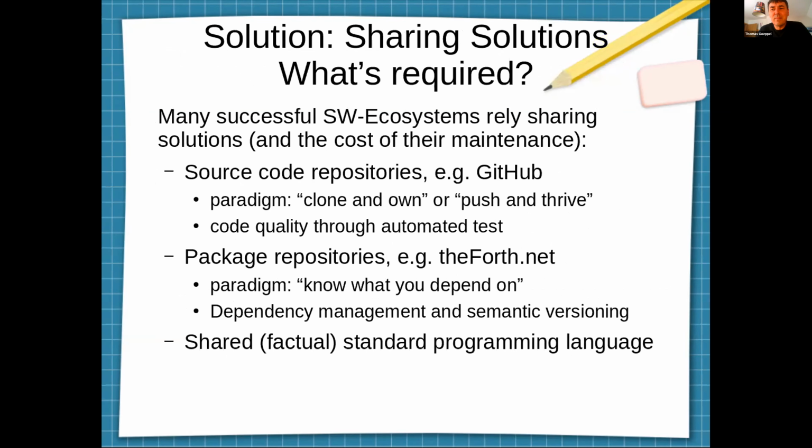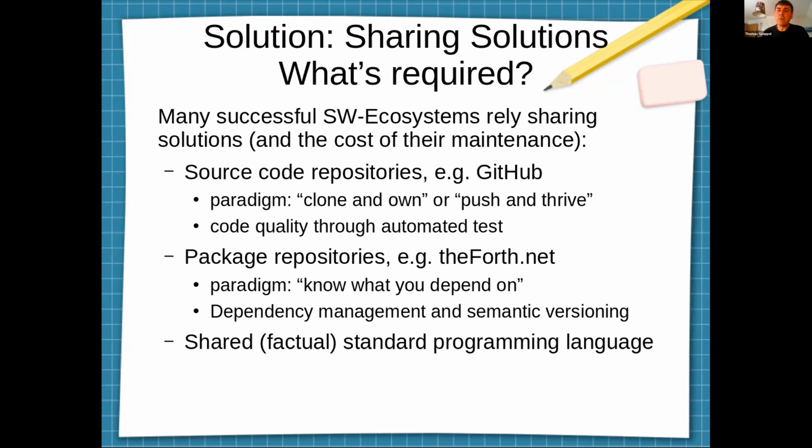So, what's the solution? Sharing solutions. What's required? Successful ecosystems like Java, JavaScript, Node.js, everything around C, etc. thrive through sharing solutions, because you do not only share your solution, you also share the cost of maintenance because other people contribute. It's very expensive, it's not cheap to share solutions.